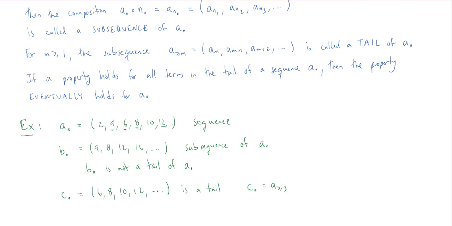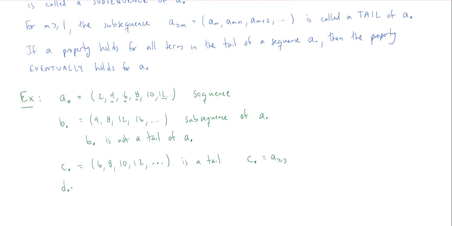What about the sequence, let's call it D now. So D is going to be 2, 3, 4, 6, 8, 10, and, well, something. I don't even know what's coming, but one thing I can immediately say is that this, while being a sequence, is not a subsequence of A, because it's got this 3 here in the second position, and 3 does not show up in A. So it is a sequence, but it's not a subsequence of A.